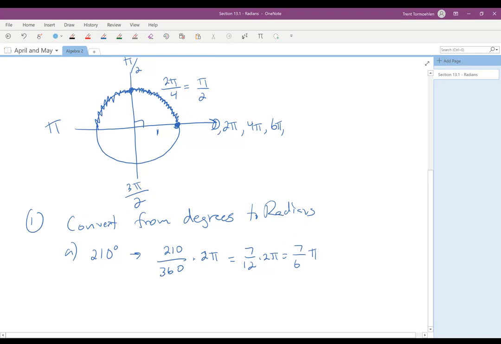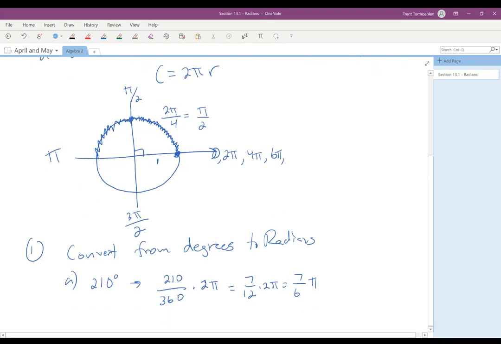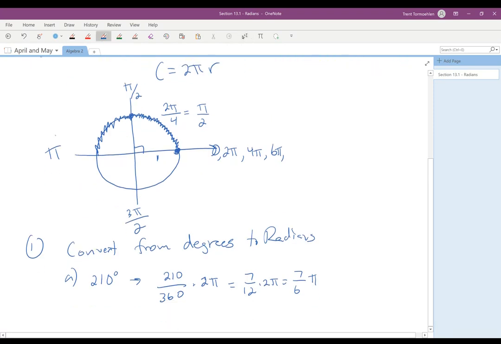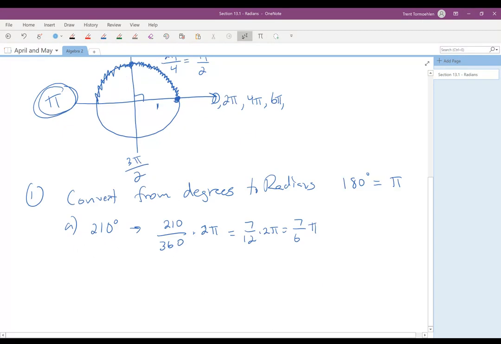Note, when we come back up here, remember that 180 degrees is equal to pi. That's one of those things that you just need to get in your head, that 180 degrees equals pi radians. Well, 7/6 pi is a little bit bigger than 1 pi, right? It's 1 and 1/6 pi. And so, yeah, that makes sense, since 210 degrees is just a little bit bigger than 180 degrees.